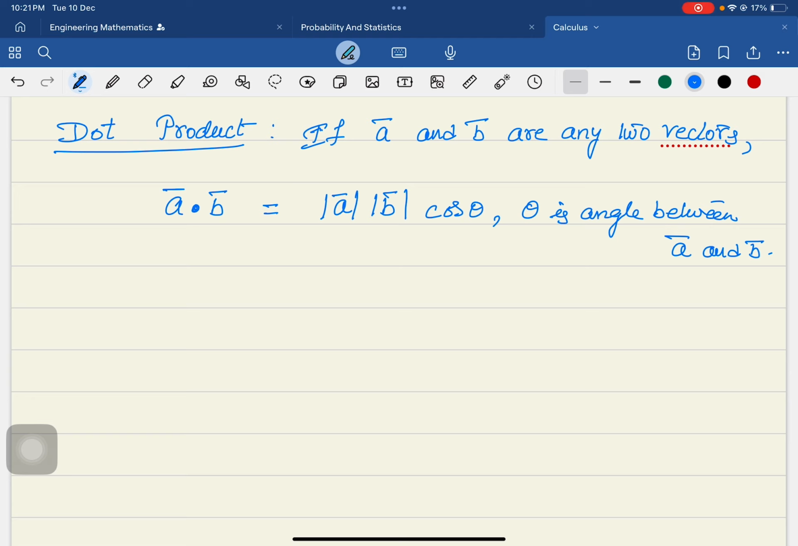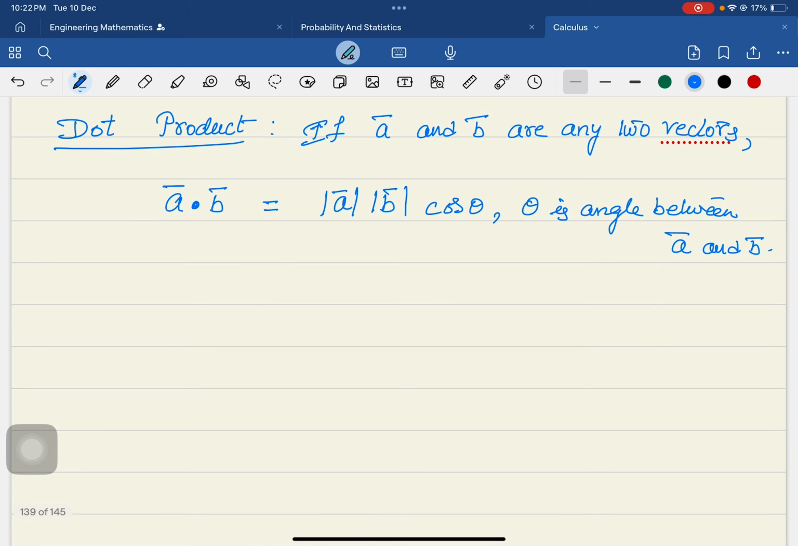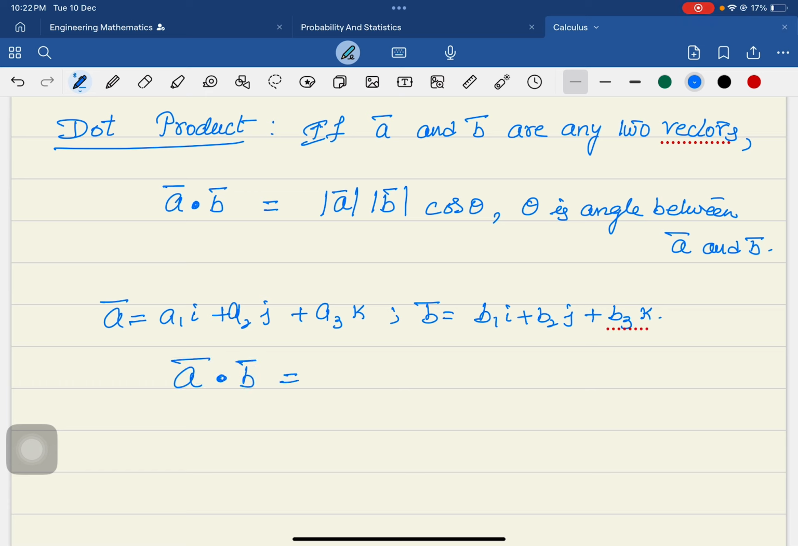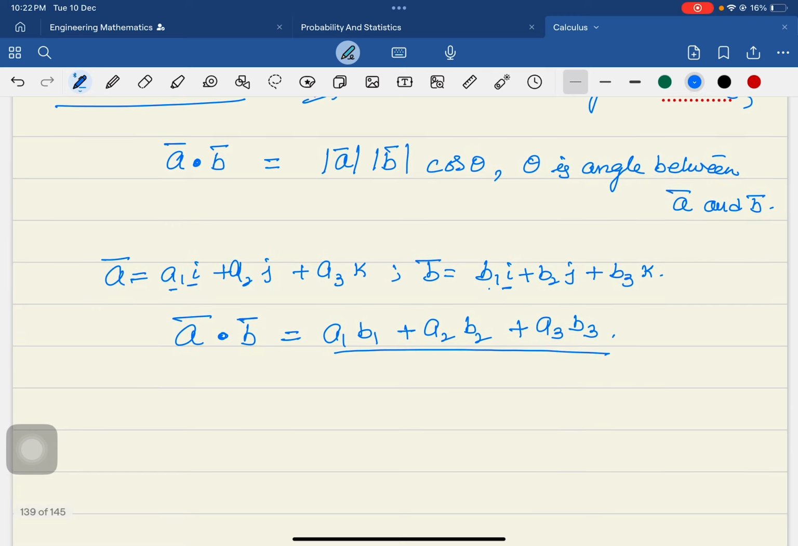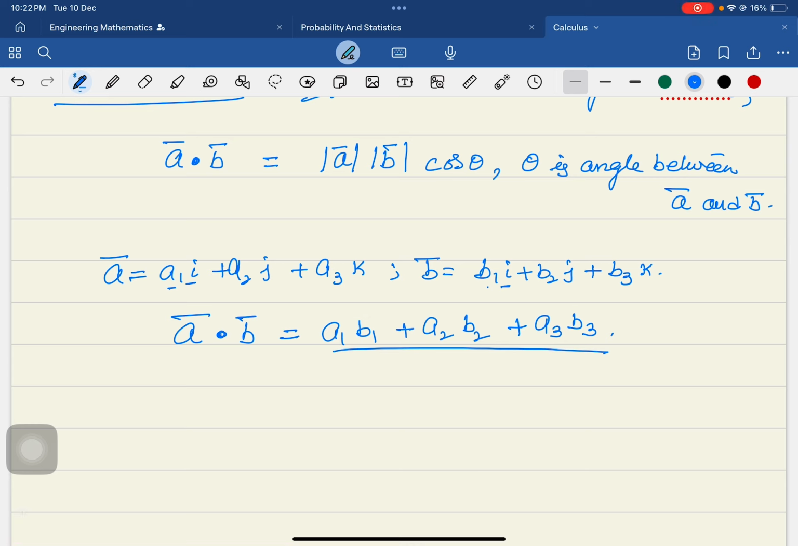Now, if the vectors are given in Cartesian form, how do we find the dot product? For example, let the vector A be a1 i plus a2 j plus a3 k, and the vector B be b1 i plus b2 j plus b3 k. Then A dot B is given by the i components A1 B1, the j components A2 B2, and the k components A3 B3, added together. This is a scalar value. This is the way to find the dot product of any two vectors.